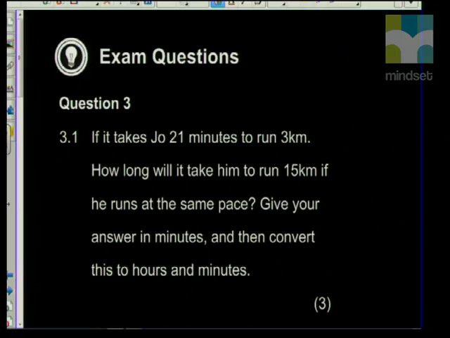It takes Joe 21 minutes to run 3 kilometers. How long will it take him to run 15 kilometers if he runs at the same pace? Give your answer in minutes and then convert this to hours and minutes. So there's quite a few parts to this. So let's start off first of all by finding out how long it's going to take him to run 15 kilometers.